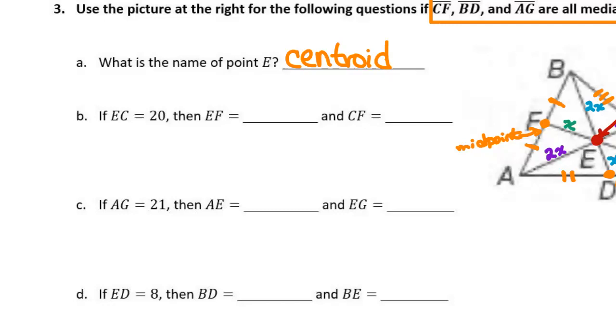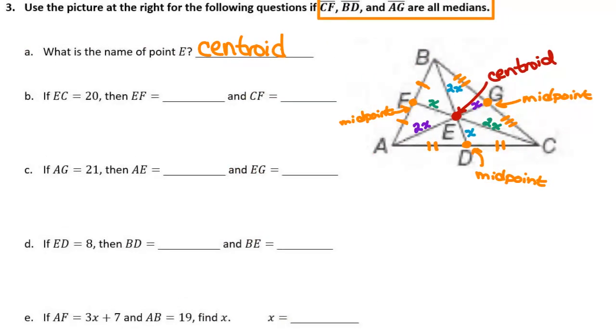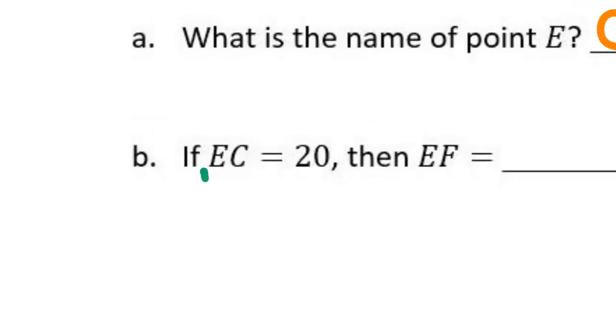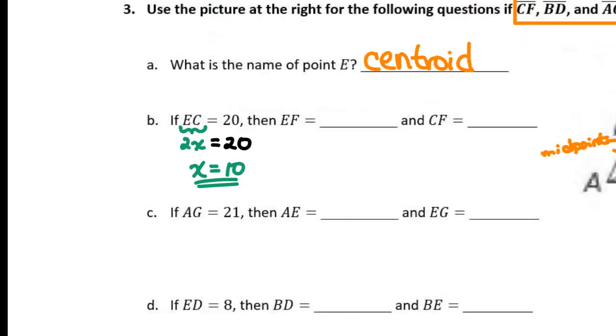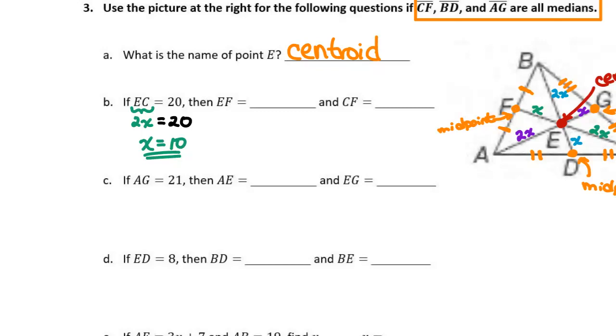Part B. It says EC is equal to 20. EC right here. When I look at EC, is that 1x, 2x, or 3x? 2x. So EC, right here, I'm going to replace with a 2x. And we're saying that that is equal to 20. Well, if 2x equals 20, then how much is x? 10.